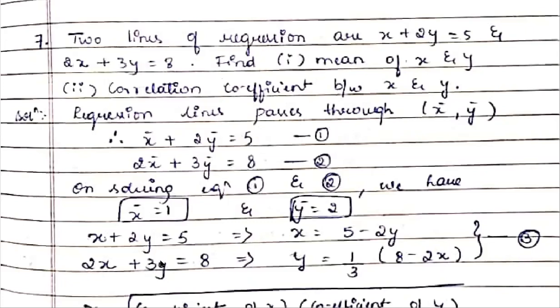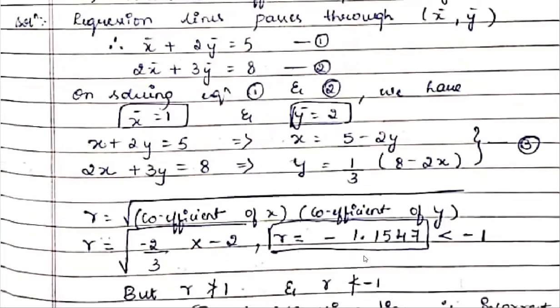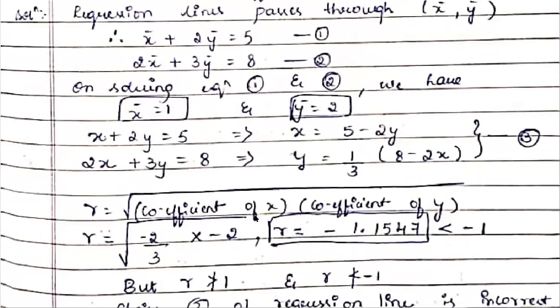So I'll keep 3y here itself and shift 2x this side. It makes it 3y is equal to 8 minus 2x. I need y. That will be 1/3 of 8 minus 2x. So once you have the two lines, x on y and y on x, make use of the formula r is equal to square root of coefficient of x into coefficient of y.